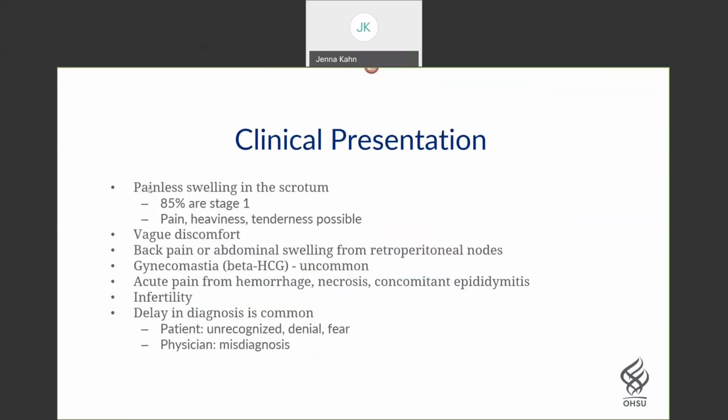Patients often present with painless swelling in the scrotum. 85% are stage 1. They have pain, heaviness, tenderness. They might say that they have a vague discomfort. Some patients present with back pain or abdominal swelling from the retroperitoneal nodes. Gynecomastia or beta HCG increase is uncommon. They might have acute pain from a hemorrhage, necrosis, or concomitant epididymitis. Another presentation might be infertility. Delay in diagnosis is often common.